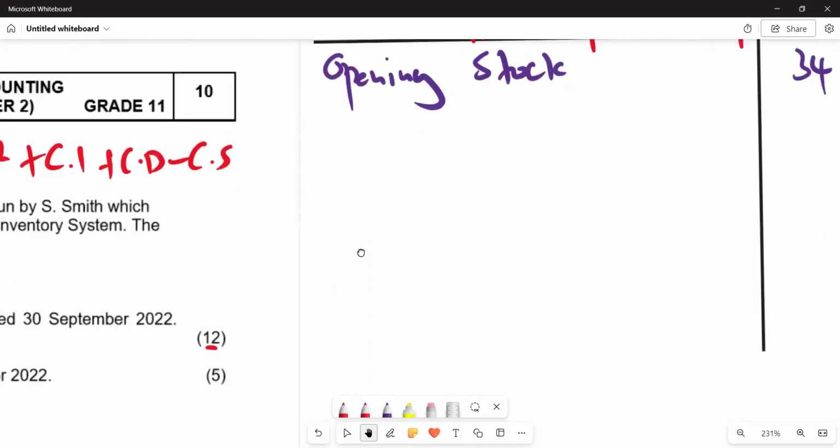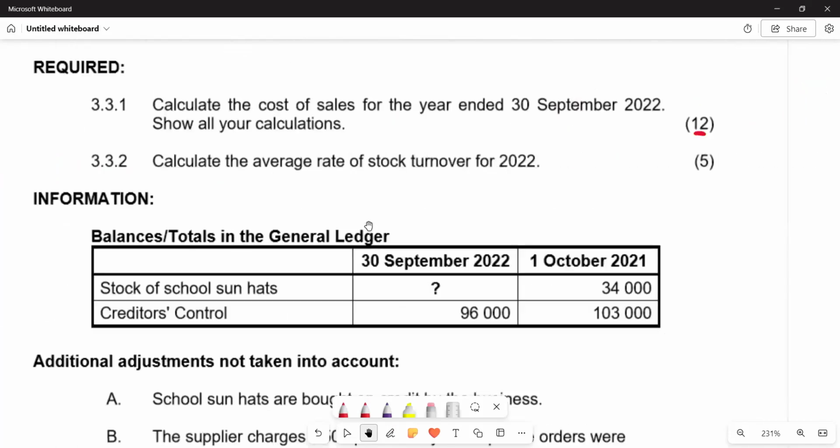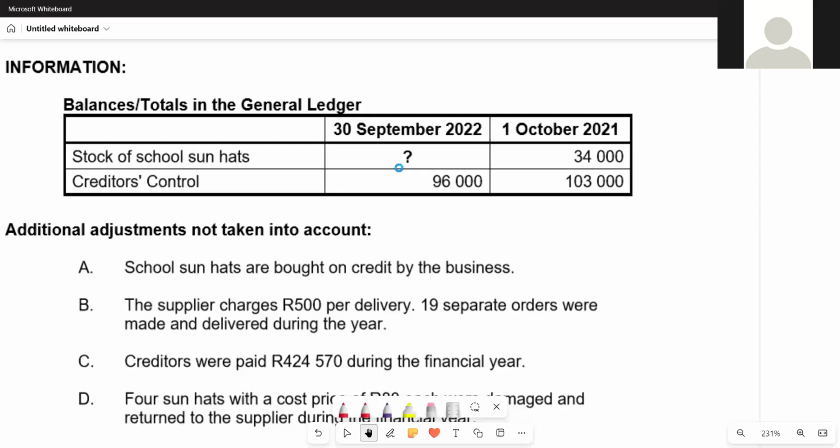And then after opening stock, we need to add our purchases here. And then we try to see which figure for purchases we are given in the question. So we can see that we do not have a figure that we are given there for our purchases. So in such a case, we are supposed to calculate the figure for purchases.